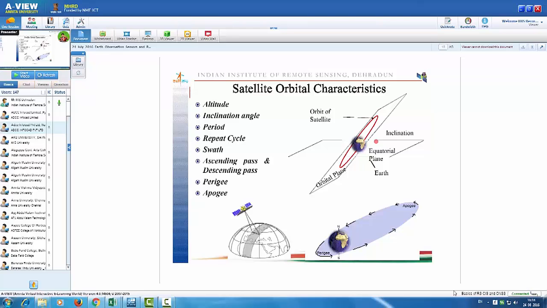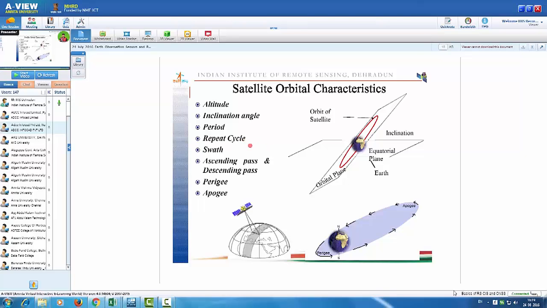So what will happen, up to plus 60-degree latitude to minus 60-degree latitude, it is going to cover the Earth's surface, and above or below 60 degrees, it is not going to acquire any data. So we have to launch satellites in such a way that they can acquire the whole Earth's data. Then period, I already told you, is the time to complete one whole Earth revolution.